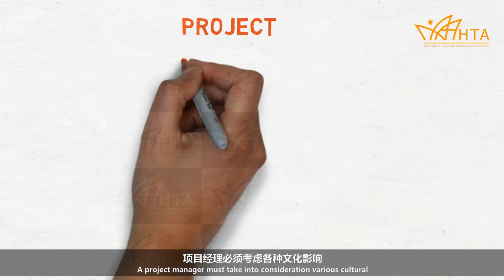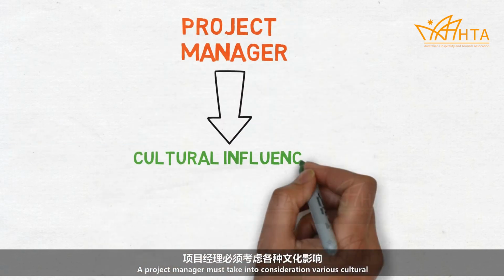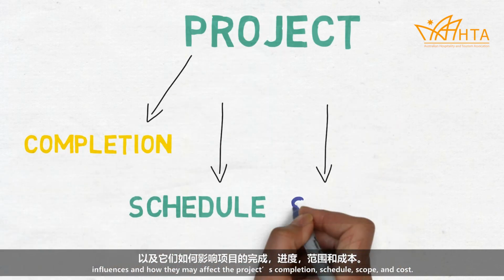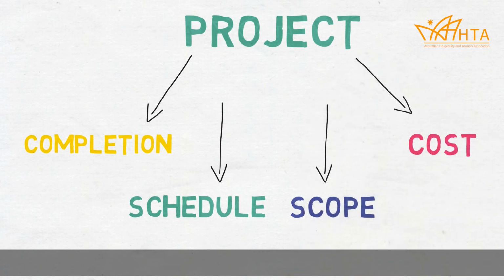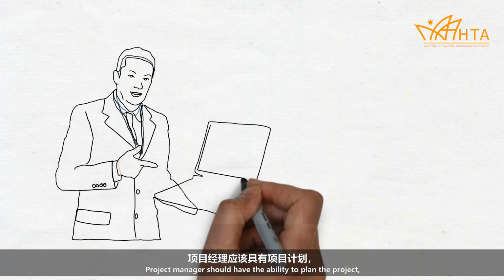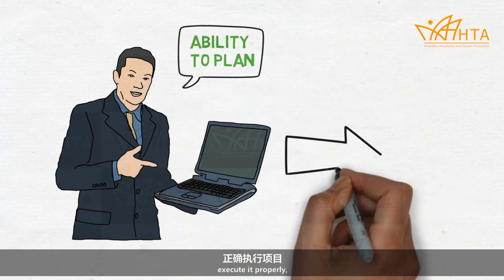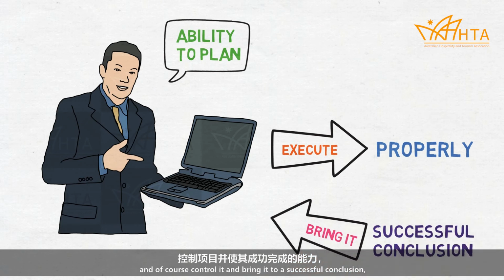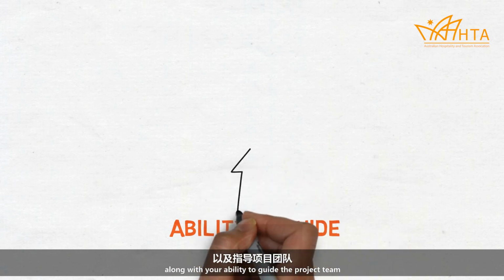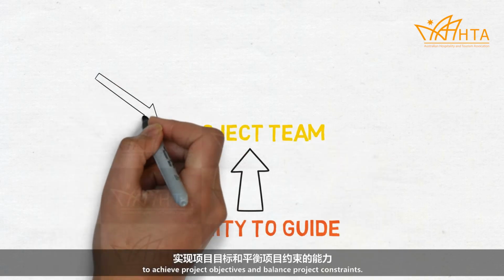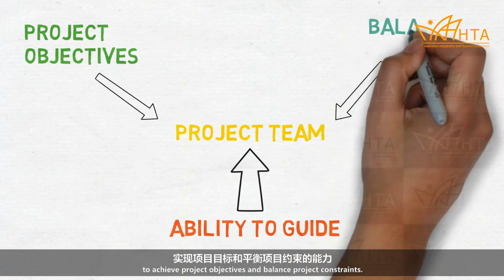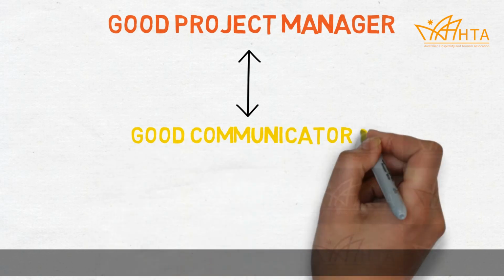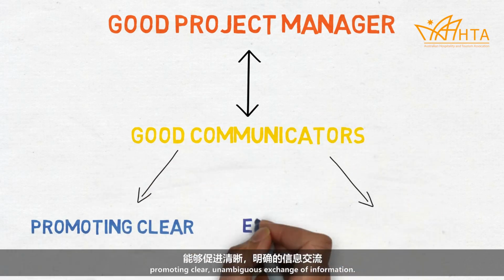A project manager must take into consideration various cultural influences and how they may affect project completion, schedule, scope, and costs. Project managers should have the ability to plan the project, execute it properly, and of course, control it and bring it to a successful conclusion, along with their ability to guide the project team to achieve project objectives and balance project constraints. A good project manager must be a good communicator, promoting clear, unambiguous exchange of ideas.